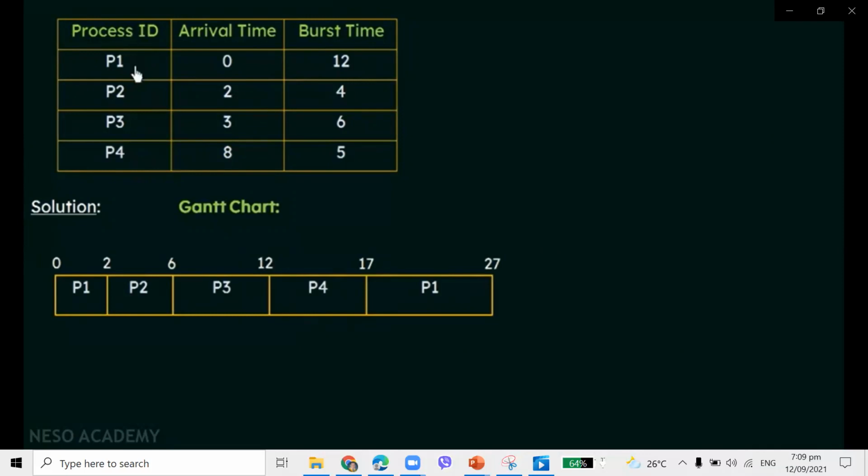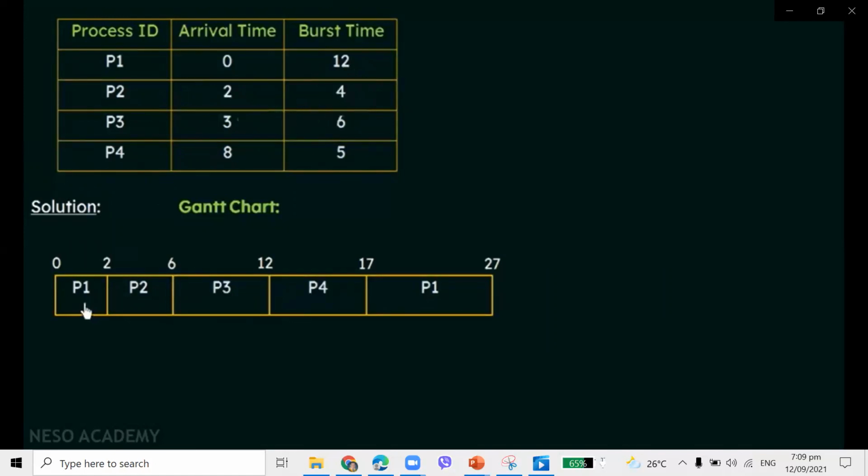So here is the Gantt chart for this set of 4 processes P1 to P4. If we look at this table, we see that the first process to arrive was process P1 at time 0. Since it was the first process to arrive and there were no other processes at that time, the CPU was given to process P1. So in the Gantt chart, at time 0, P1 arrives and gets the CPU and begins its execution. Now at time 2, P2 has arrived. The burst time of P2 is 4, which is less than that of P1, which is 12. So P2 has to be given the CPU.